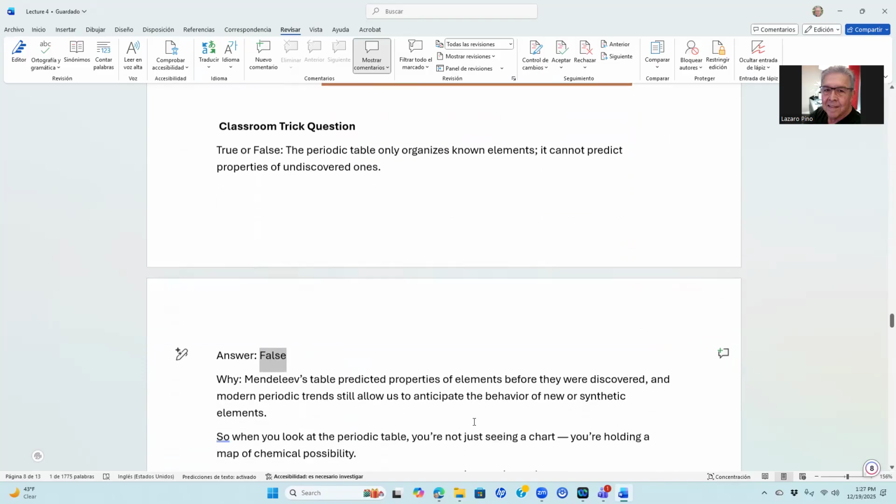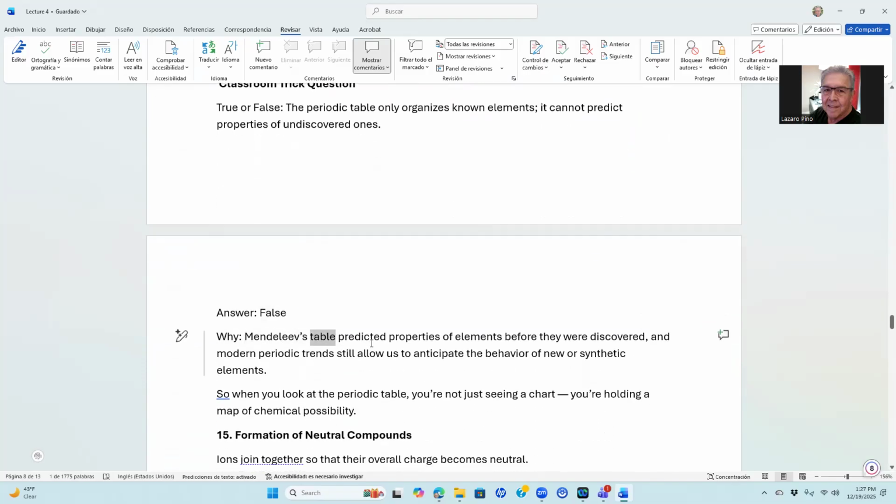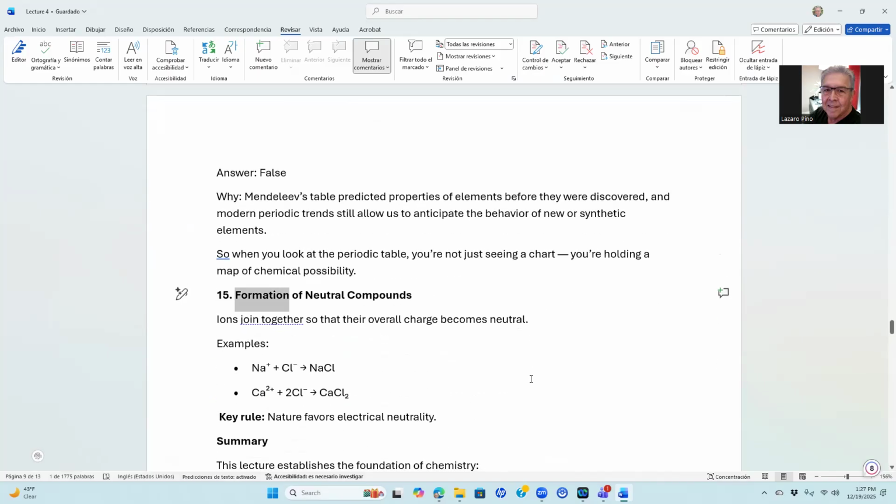Answer: false. Why? Mendeleev's table predicted properties of elements before they were discovered, and modern periodic trends still allow us to anticipate the behavior of new or synthetic elements. So when you look at the periodic table, you're not just seeing a chart, you're holding a map of chemical possibility.